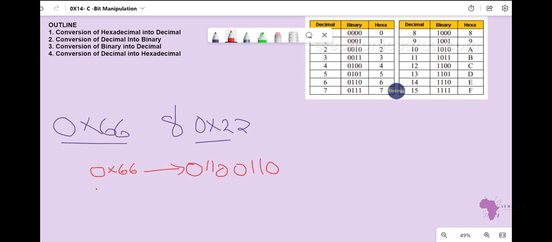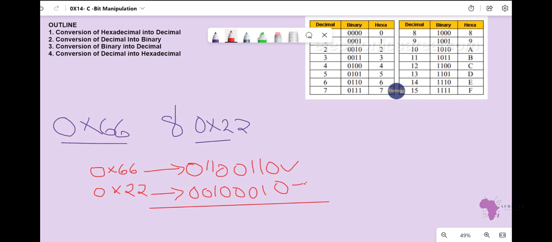Then what about 0x22? 0x22 will give us 0 0 1, like that. Then 3 zeros, I guess, like that. Then 1 0. That's equivalent to this one. So that is 8 bits, right? Yes, 8 bits. So now we do the AND. AND means that it will only be 1 where both of them are 1. So here and there it is 0.